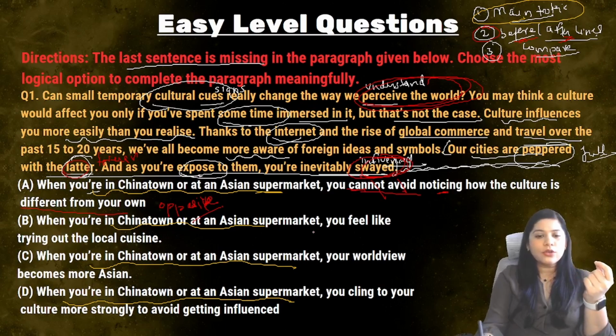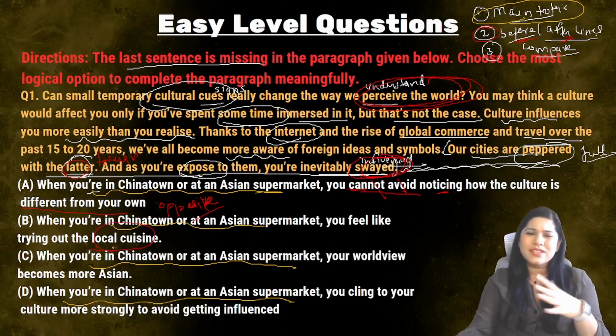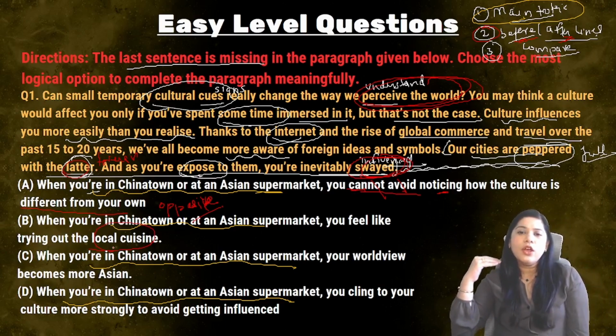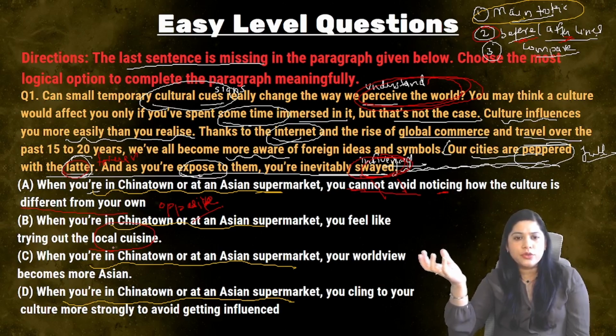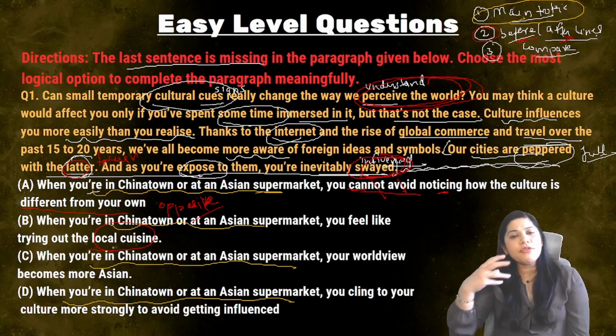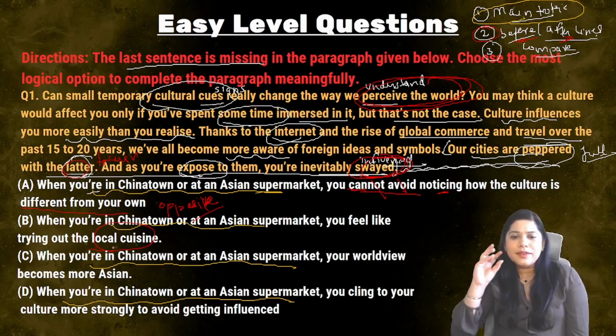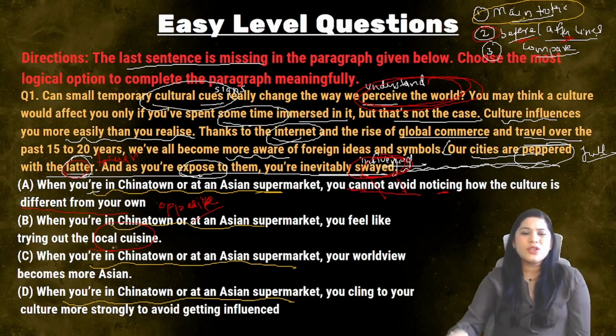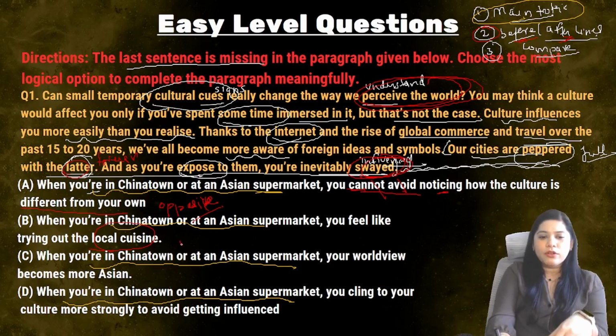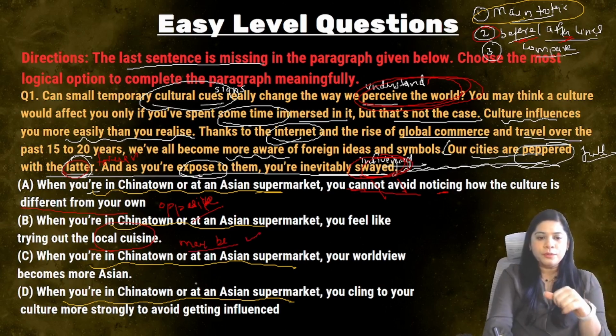"If you're in Chinatown or an Asian supermarket, you feel like trying out the local cuisine." So yes, if I want to try the local cuisine, that happens. If I go to South India, I would feel like trying South Indian food, isn't it? Or if South Indians come to North India, they will feel like eating North Indian food. But that doesn't mean we're getting influenced just because we want to try the local cuisine. So maybe, not very sure. Just eating the popular food does not mean you're getting influenced. So maybe we'll just keep it for now.